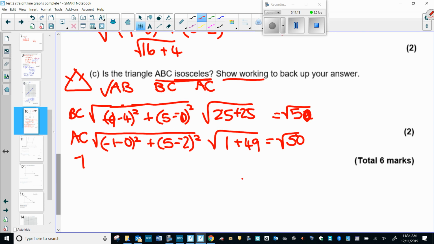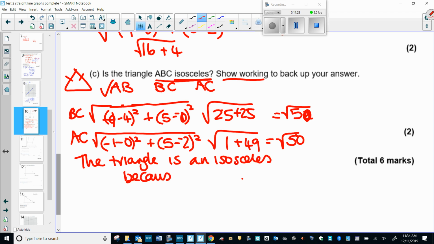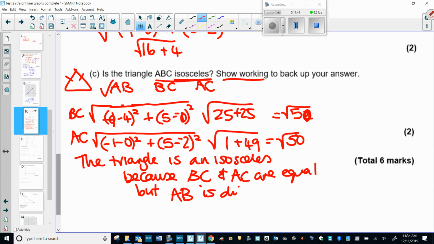So we can say the triangle is isosceles. Because AB and AC are equal, and AB is different, because we found that that was root 20. An isosceles triangle has two sides that are equal. I've just shown that this side and this side are equal. I've also stated that AB is different. So that's the rule for an isosceles triangle: two are the same, one is different.